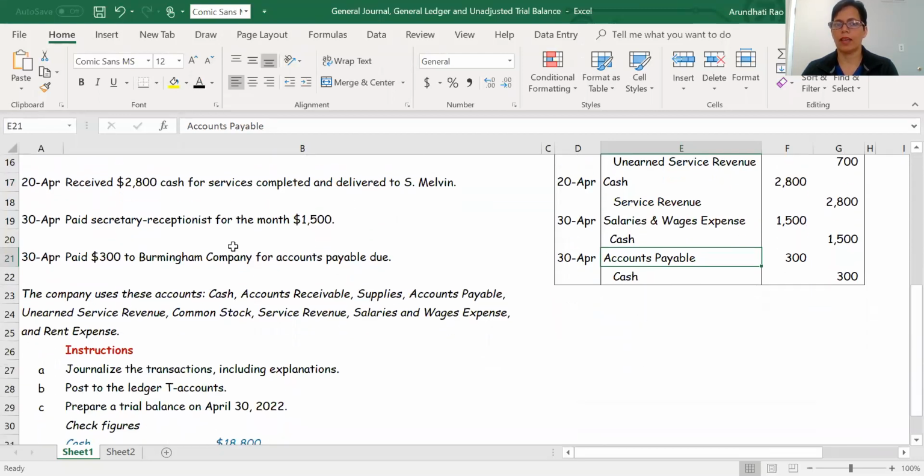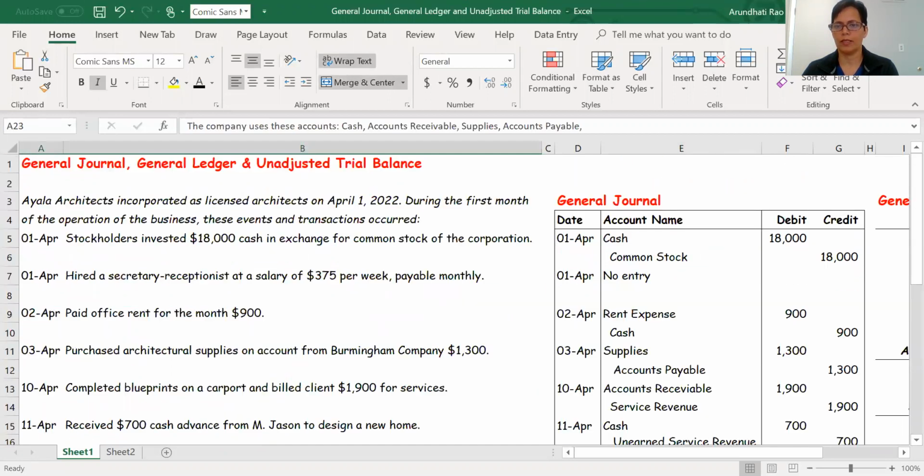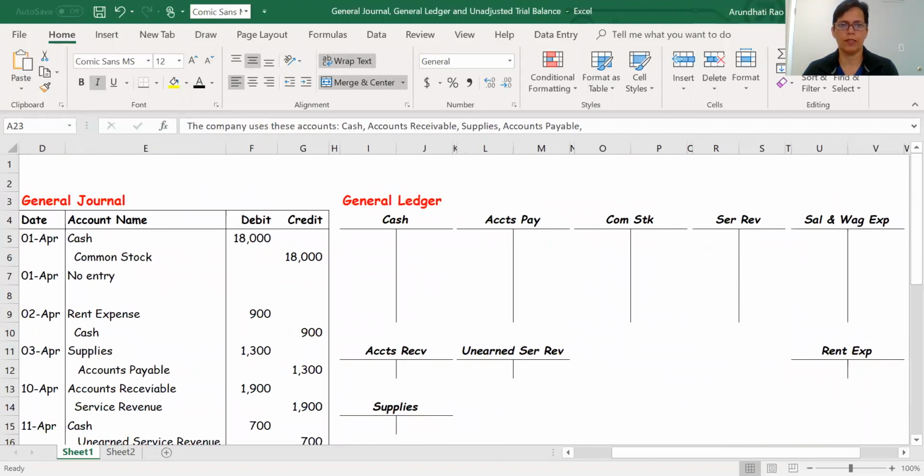So at this point, I've taken care of all my journal entries. I need to move on to the next step, which is posting to the T accounts. So let's see how I'm going to do that. Let me scroll over onto this side. Okay. So I have all my T accounts set up. Remember, a T account is nothing but basically 2 sides for each account. So I have cash, receivables, supplies, accounts payable, unearned service revenue, common stock, revenues, salaries and wages expense, and rent expense. Now, if you notice the order in which I have placed them or grouped them, I have all my assets first, then my liabilities, then my common stock, which is the equity.